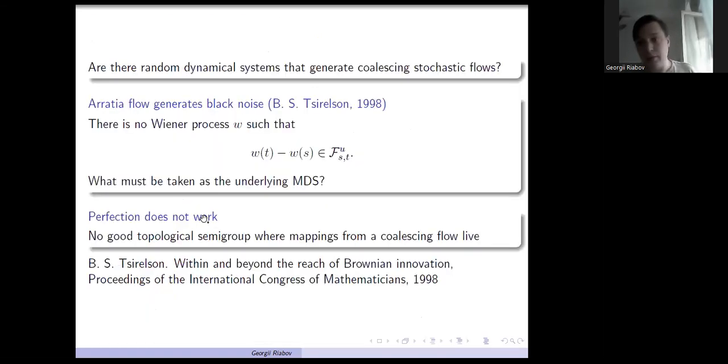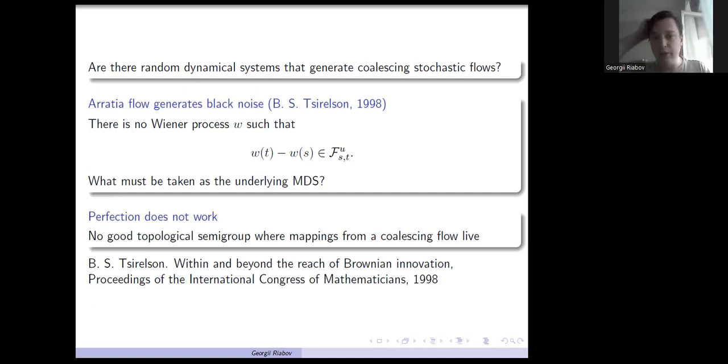Okay, and the question that I will address is how to generate random dynamical systems for coalescing stochastic flows. In fact, when we had an SDE, we had a Brownian motion that drives this SDE. And if you remember, we took, as a probability space, realizations of this driving Brownian motion, and we had a natural shift on this space. So we easily got the metric dynamical system on which the random dynamical system lives.